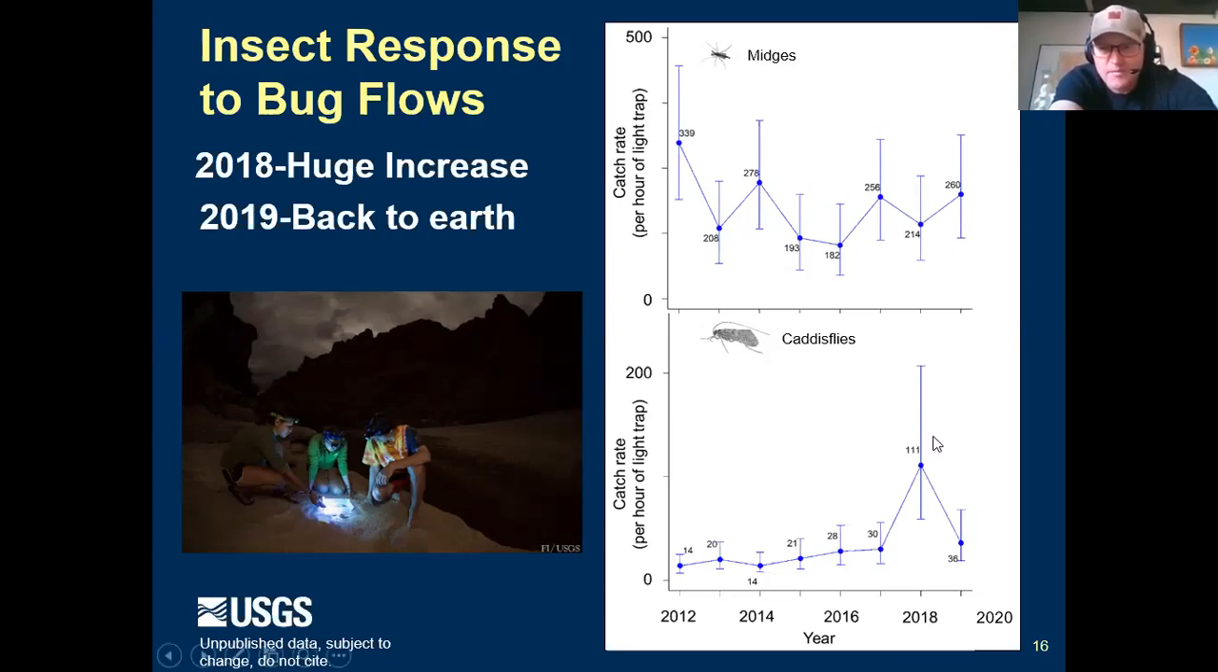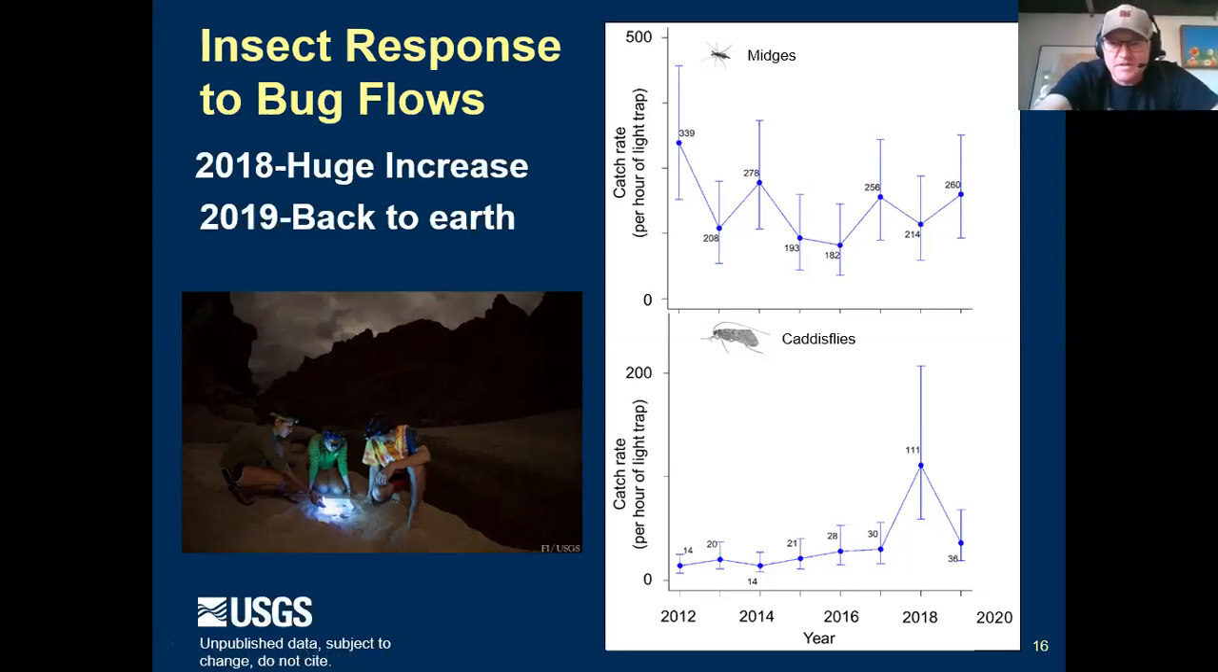And that was just amazing. And then, you know, the next year we're thinking things are going to be just through the roof. And what happened actually was we just came back down to earth in 2019 on those caddisfly numbers. The midge numbers were up a bit, which was encouraging. But this really got us scratching our heads, right? Like, how can we go 400% increase, exactly the kind of thing we were hoping for, and then just come way back down to earth?